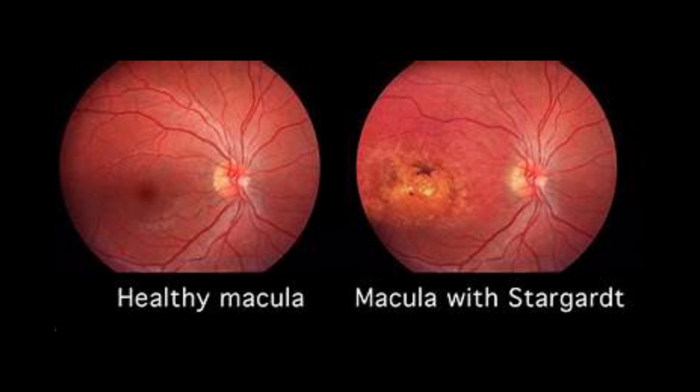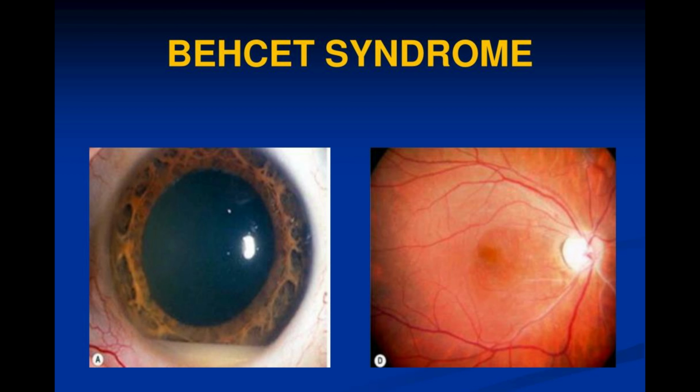Stargardt disease. Stargardt disease is a form of macular degeneration that usually begins in childhood or adolescence. It affects the retina and leads to vision loss, especially central vision. Behçet's disease. Behçet's disease is a rare chronic condition that can cause inflammation in various parts of the body, including the eyes. It can lead to symptoms like uveitis, which can affect vision.